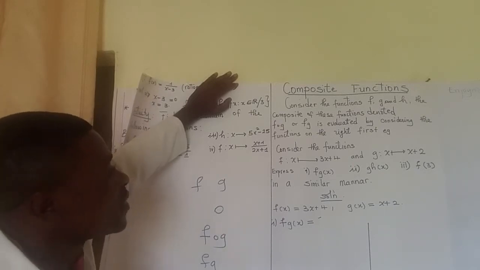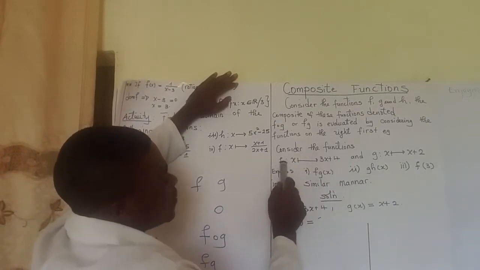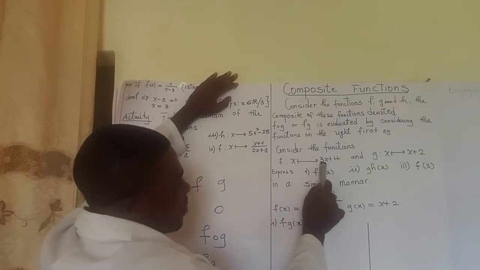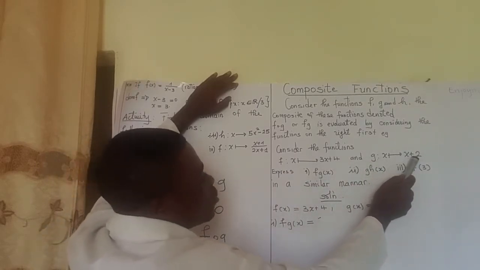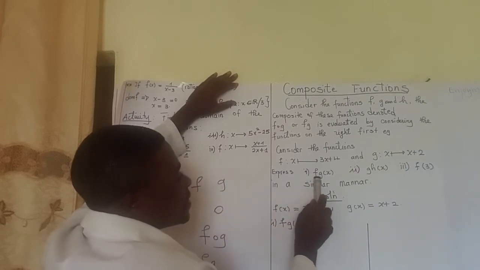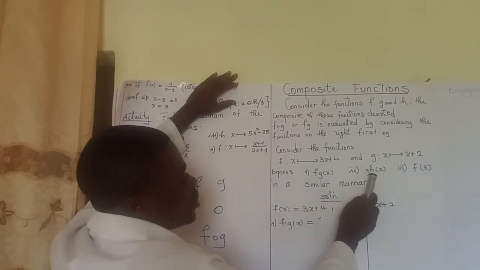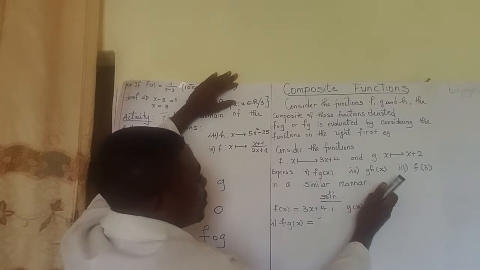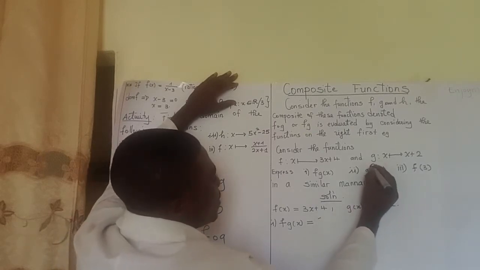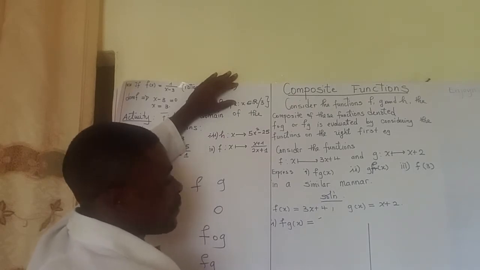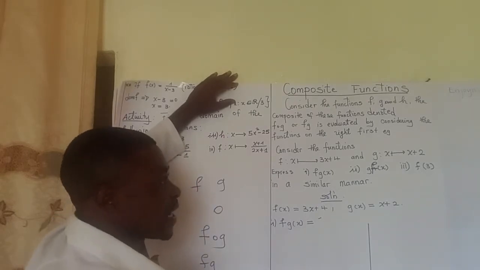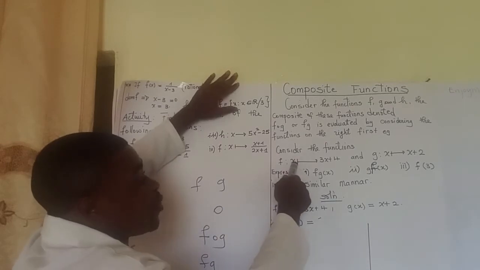Look at what happens. We have been given something. Consider the functions f such that x is mapped to 3x plus 4 and g such that x is mapped to x plus 2. They say 1, express f of g of x, g of f of x, f of f in a similar manner. Like I told you in the last class, when you are given a function like this, you should not be afraid.